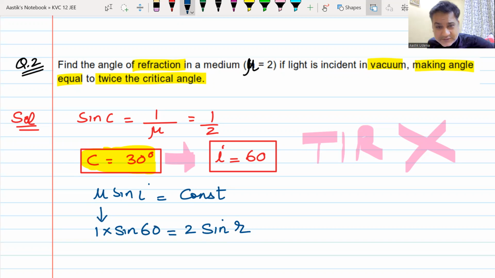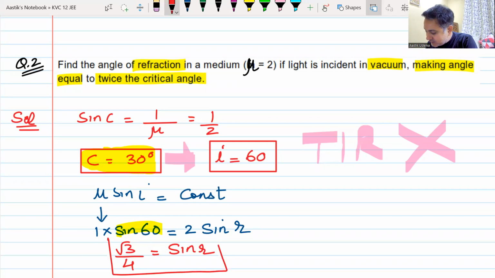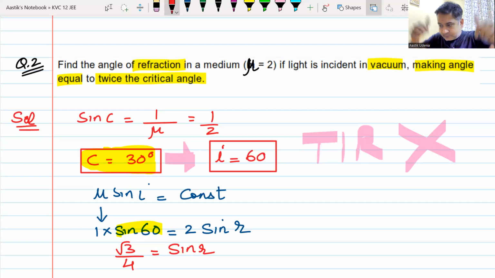Do we understand this, my dear friends? Sine 60 is root 3 by 2, my dear friends. So root 3 by 4 is your sine of r. So r is sine inverse of root 3 by 4. Do we understand why TIR is not happening? Well, that was all about TIR and total internal reflection.